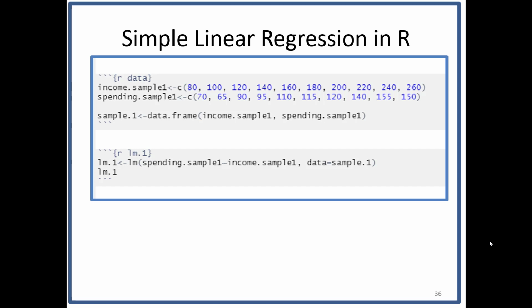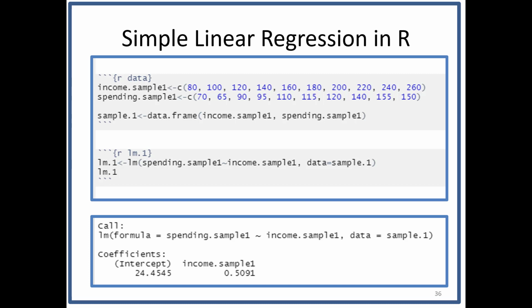In the second chunk, which I'm calling lm.1, I am naming the object lm, short for linear model, .1, and using the linear model function, lm, parentheses, our y, which is spending.sample1, tilde, our x, which is income.sample1, comma, data equals sample.1, end parentheses. And then I call the object lm.1.